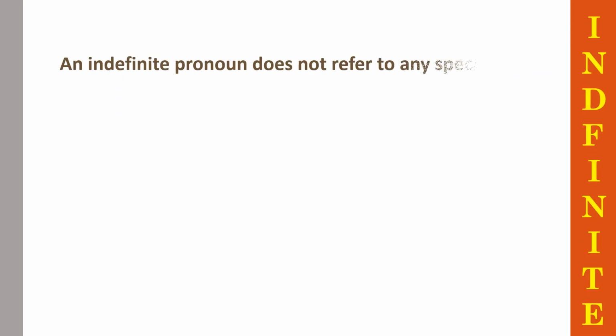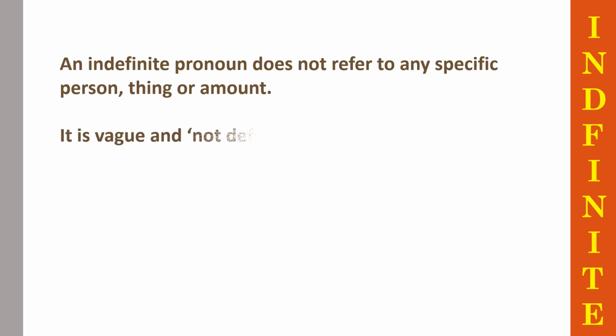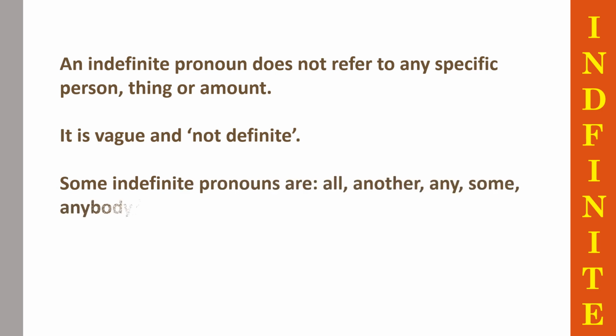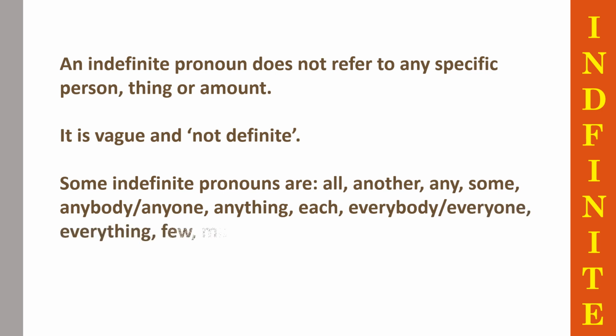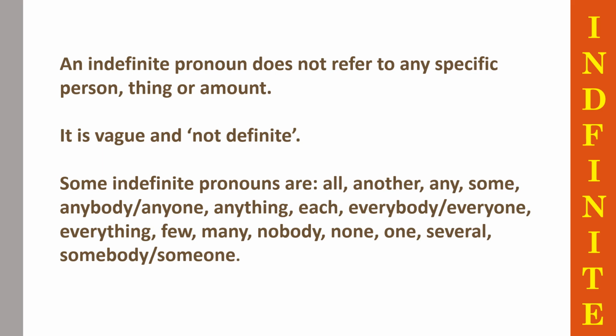An indefinite pronoun does not refer to any specific person, thing, or amount. The word itself, indefinite, means vague and not definite. Some indefinite pronouns are all, another, any, some, anybody or anyone, anything, each, everybody, etc.